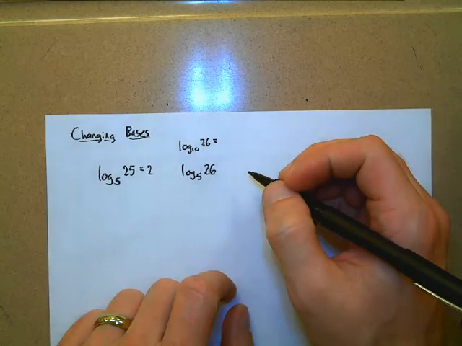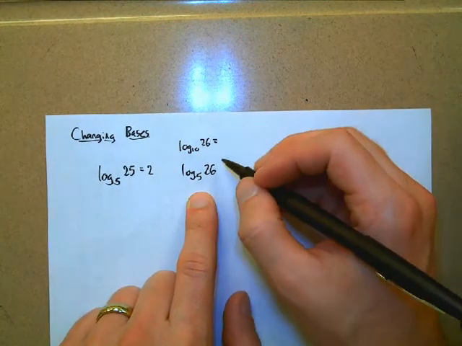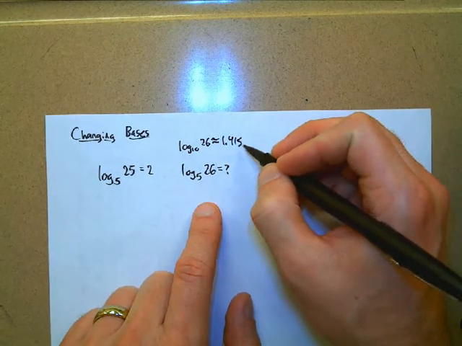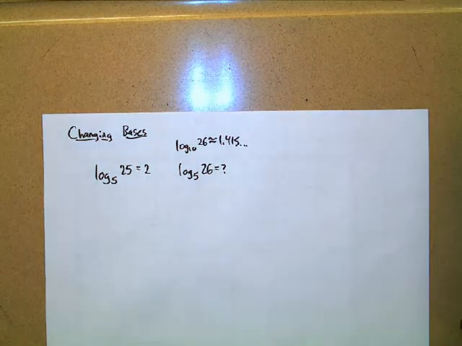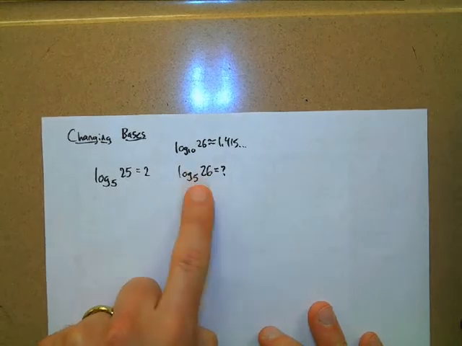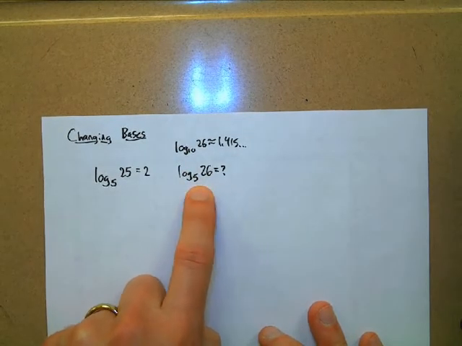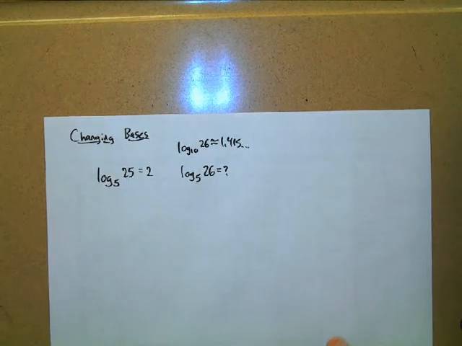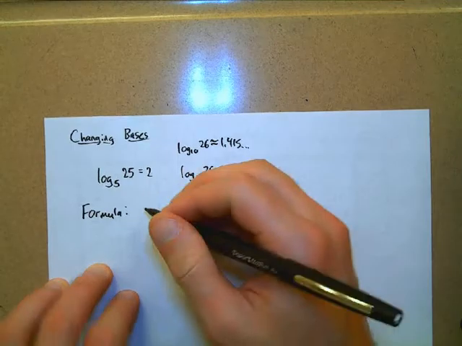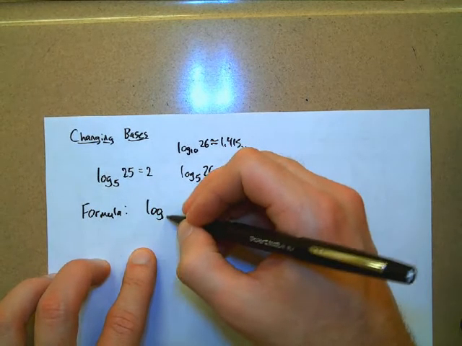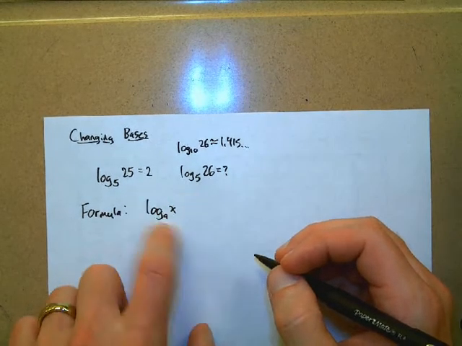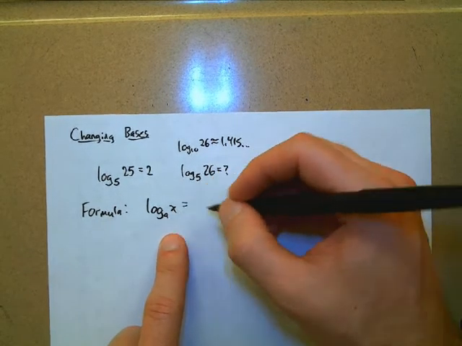Well, the trick is that we need to be able to change this base 5. Can we rewrite this log base 5 of 26 as log base 10 so we can then use our calculator? And the answer is we can. So the formula for changing bases is this. If you have a logarithm, for example, log base a of x, and you want to rewrite it in terms of another base, it's very simple. All you have to do is pick your base, and do log base b, your chosen base, of x, divided by log base b of the old base, a.